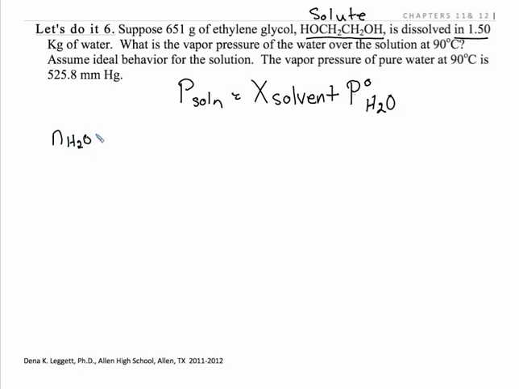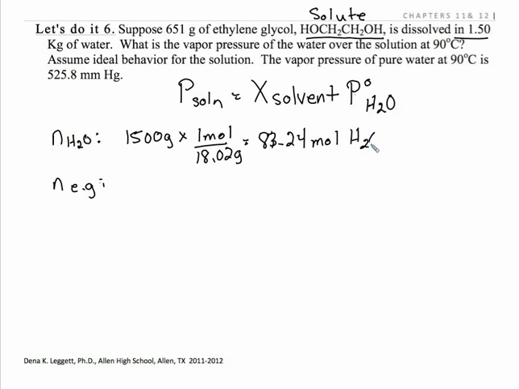I need my moles of water and I need my moles of ethylene glycol. And so this is 1,500 grams times 1 mole per 18.02 grams. And that gives me 83.24 moles of water. Please double check all my algebra here. That's one way I know you're paying attention, is when you bring to me my mistakes. If you bring them to my attention, I know that you are trying these problems yourself.